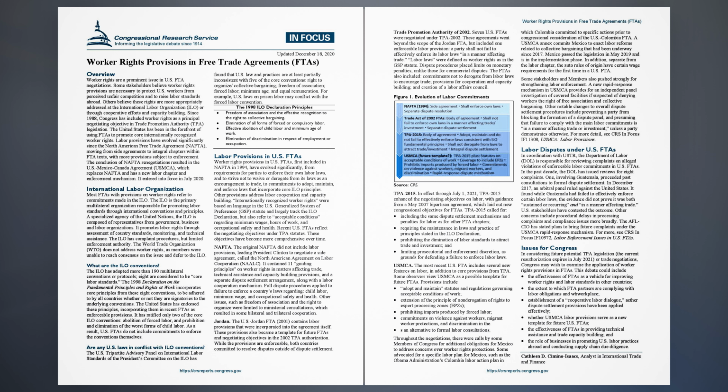Issues for Congress. In considering future potential TPA legislation, as the current reauthorization expires in July 2021, or trade negotiations, Congress may wish to examine the application of worker rights provisions in FTAs. This debate could include the effectiveness of FTAs as a vehicle for improving worker rights and labor standards in other countries, the extent to which FTA partners are complying with labor obligations and the establishment of a cooperative labor dialogue, whether dispute settlement provisions have been applied effectively.